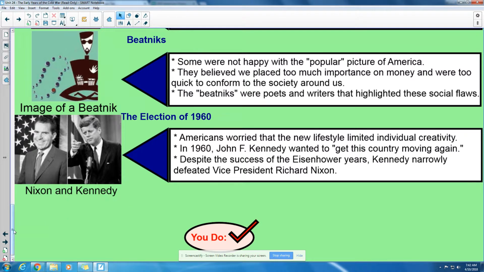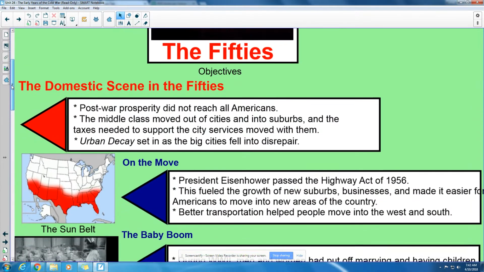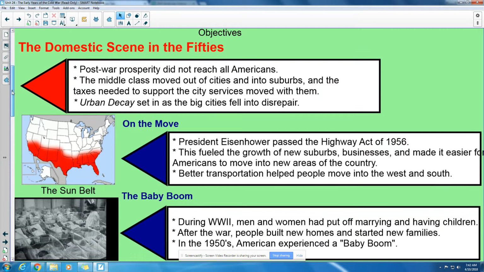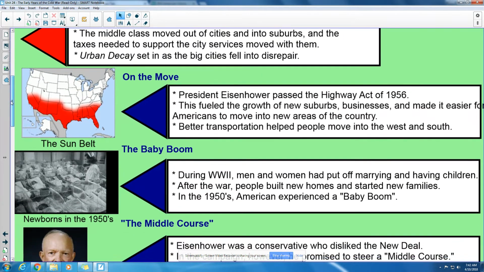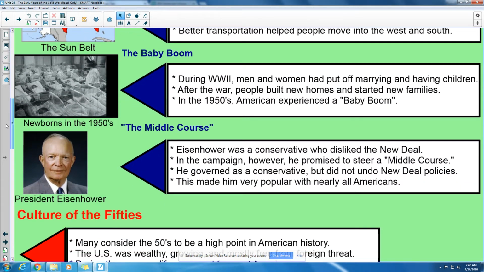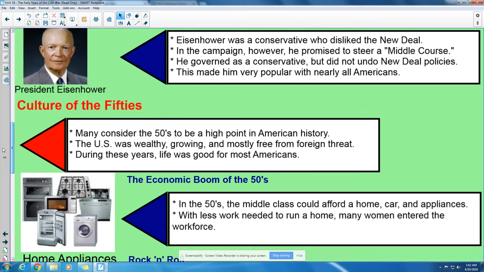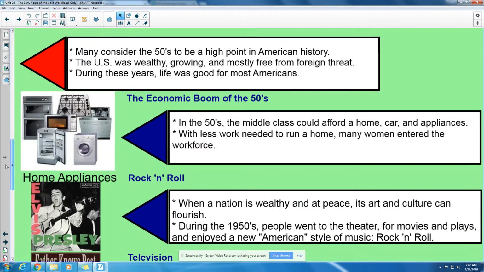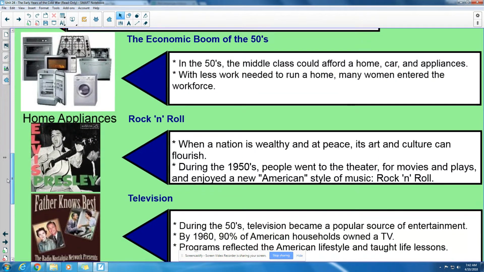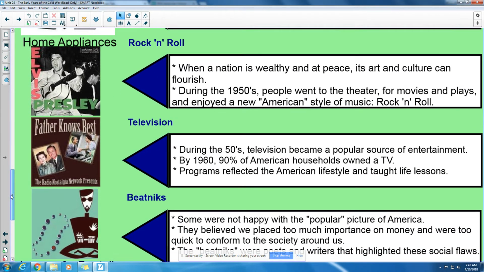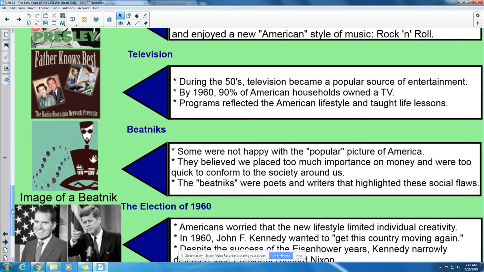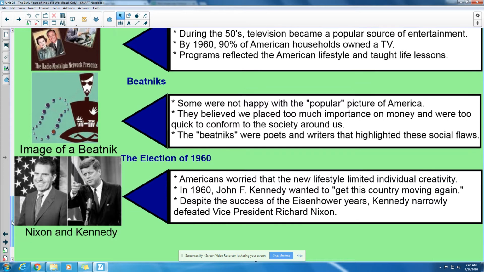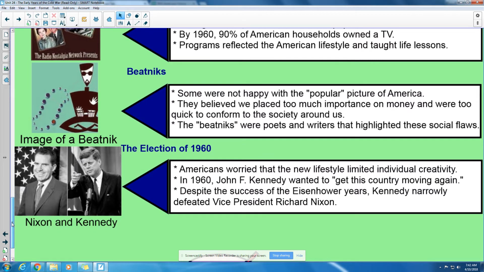All right, well, today we covered the domestic scene in the 1950s and how America is changing in these post-war years. We talked about the culture of the 1950s and how wealth and prosperity was leading to significant changes in American life, and how eventually we rebel against those very same cultural changes in the election of John F. Kennedy.